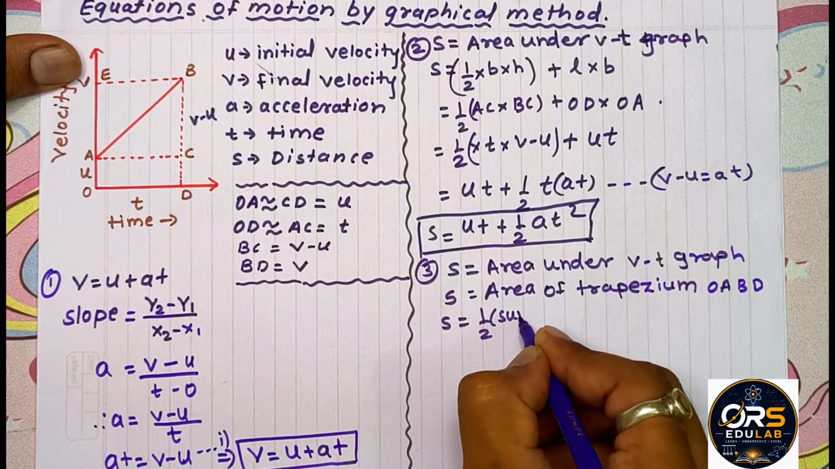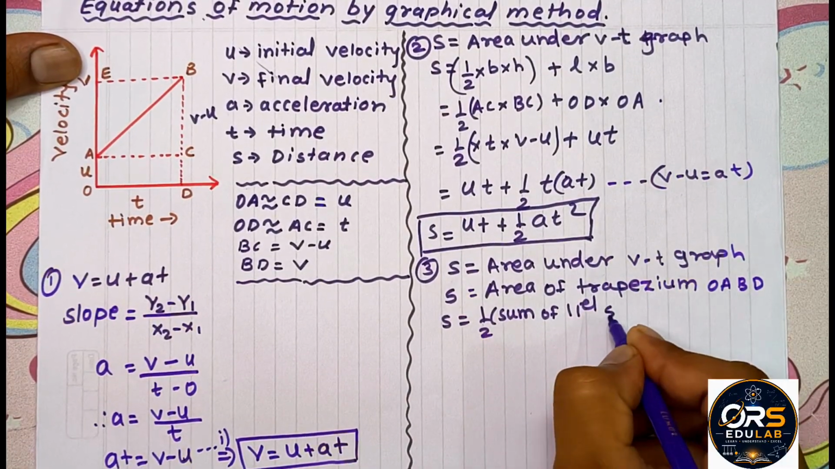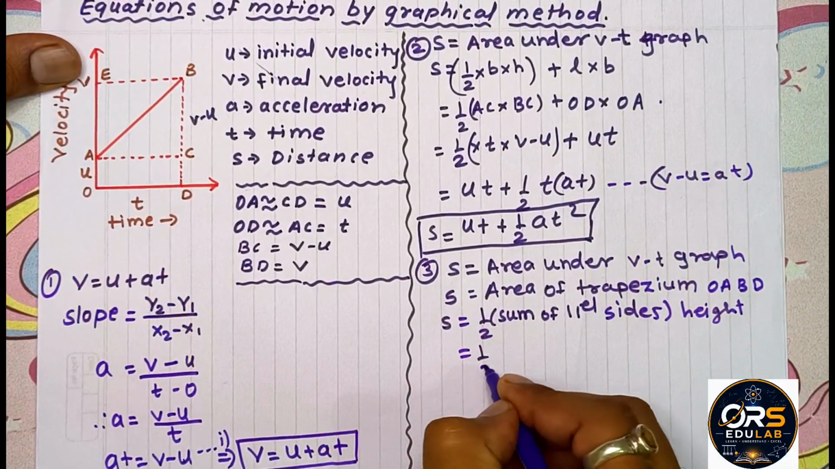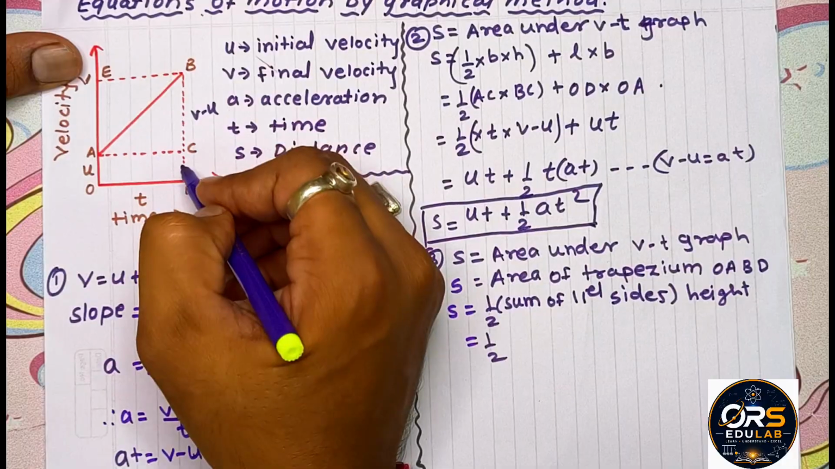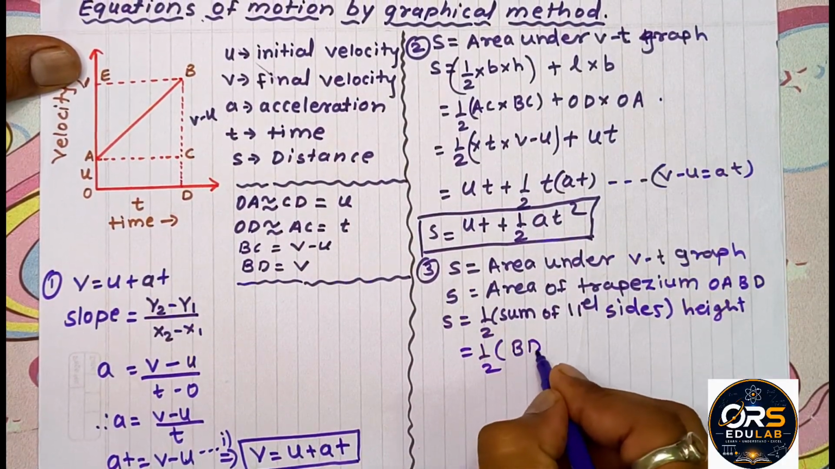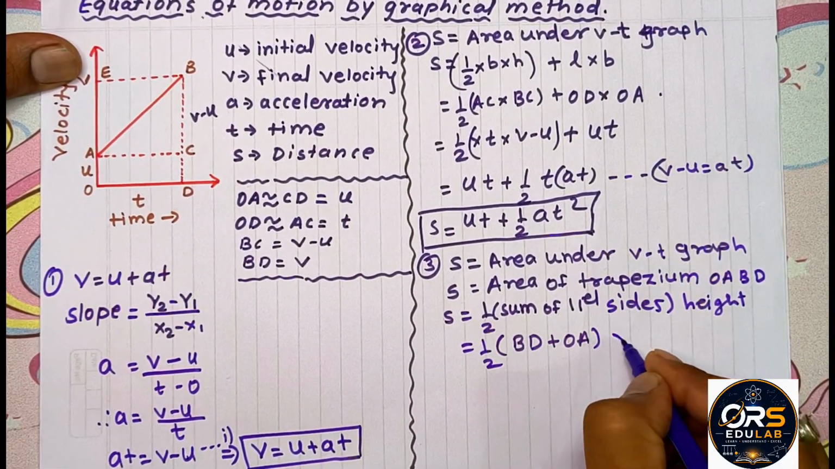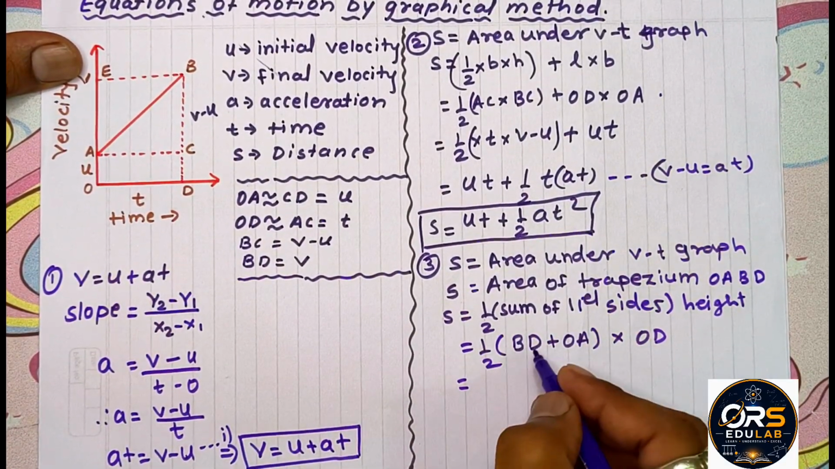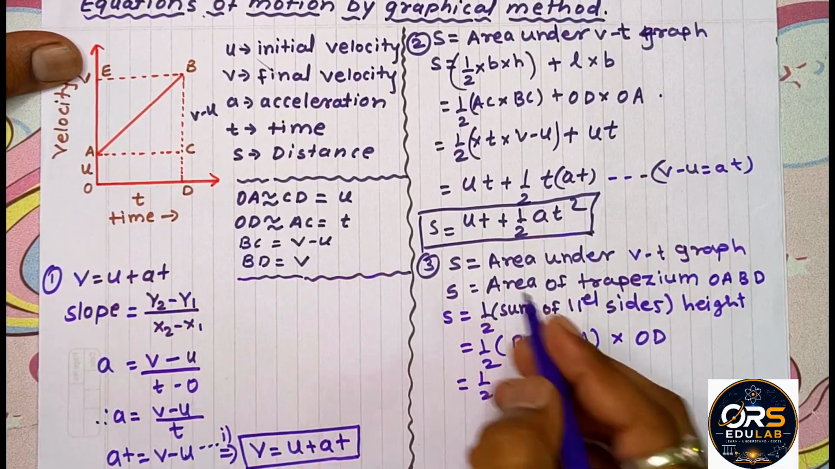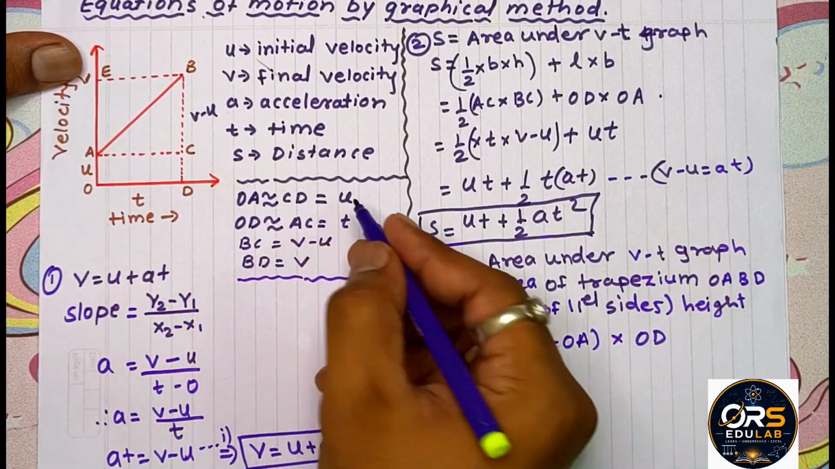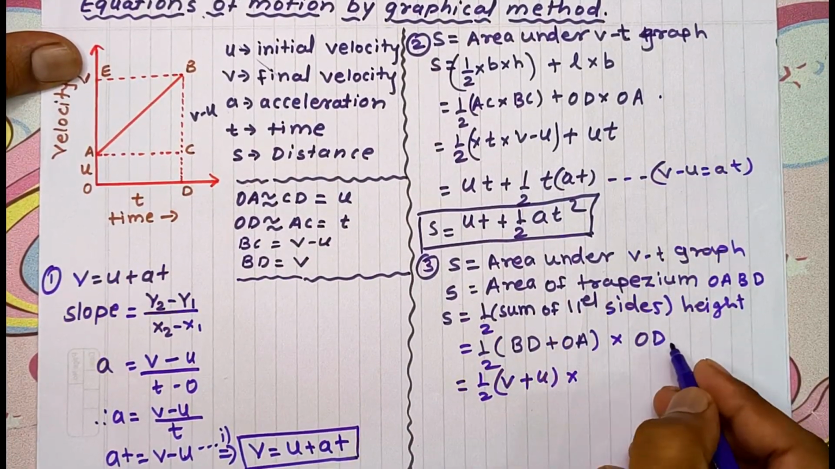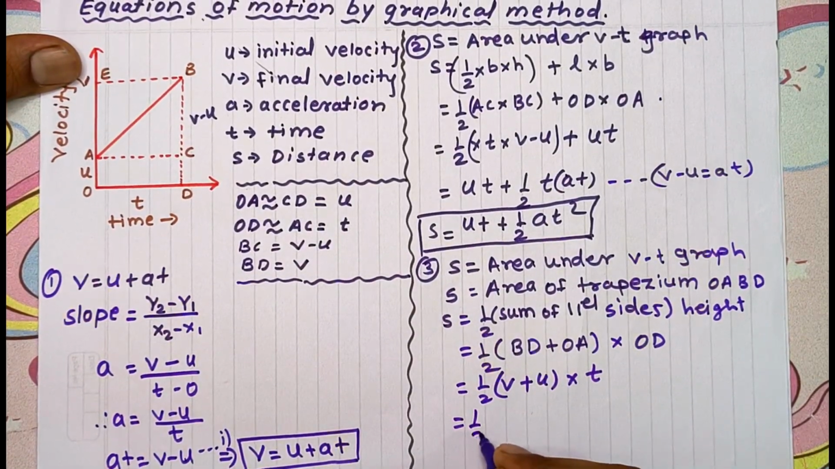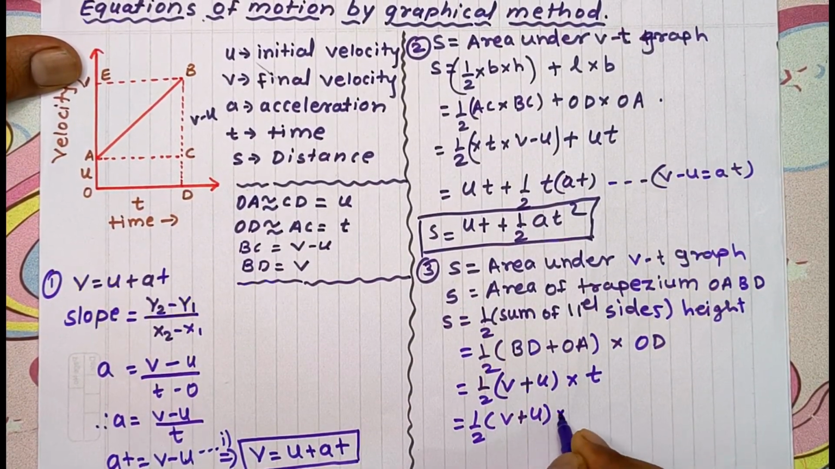Half sum of parallel sides into height. So what are the parallel sides? OA is parallel to BD. So BD plus OA into height. What is the height? OD. So from the graph we can write half, BD is V, OA is U. So V plus U into OD, which we can write as small t. Half as it is, V plus U as it is, into T.